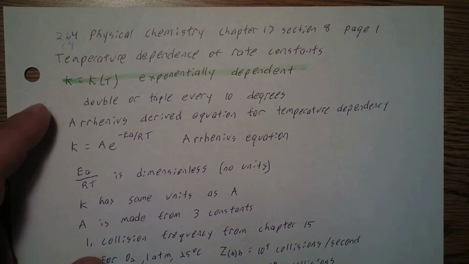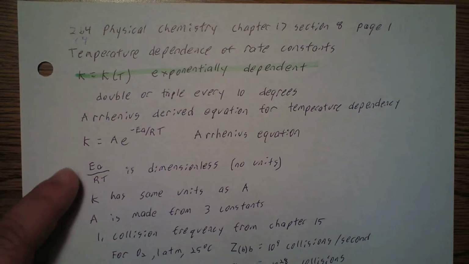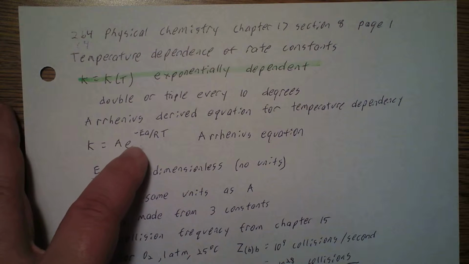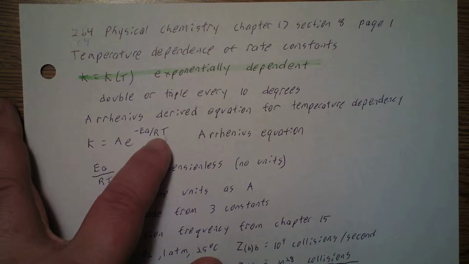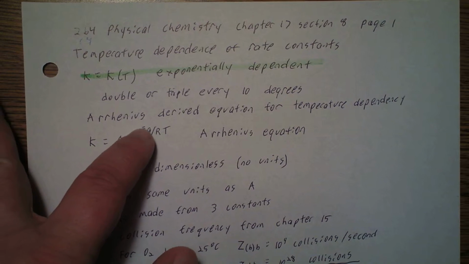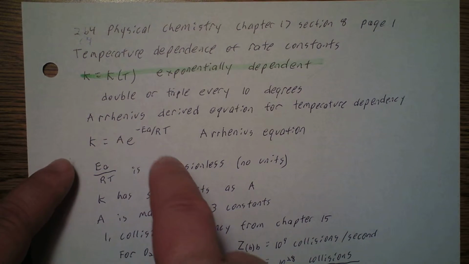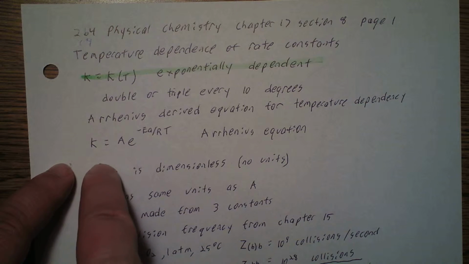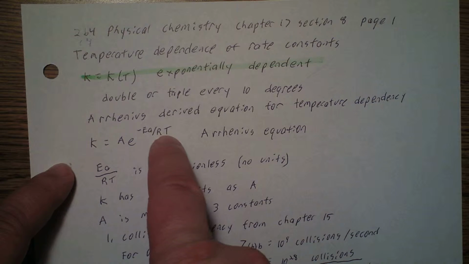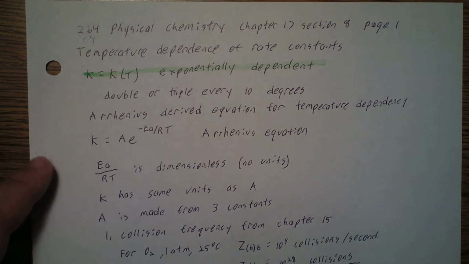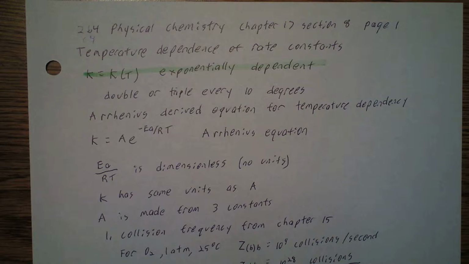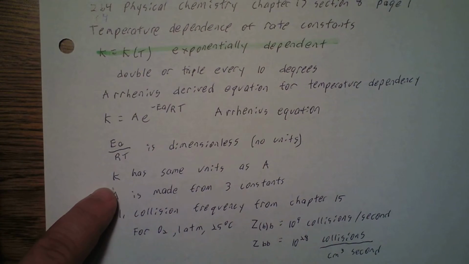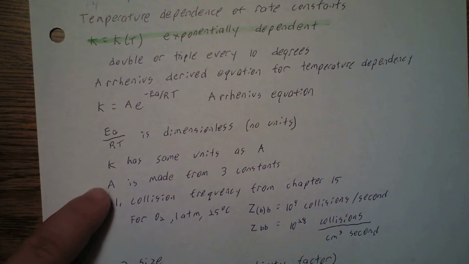So Arrhenius derived an equation for temperature dependency. This is the Arrhenius equation: k is equal to A times the natural number e to the minus Ea over RT, where Ea is the activation energy. Now this quantity, Ea divided by RT, has units of energy divided by energy, so the units cancel out. We say this is a dimensionless quantity, which is good because in an exponent you can't have any units in the power. That wouldn't make any sense. So k is going to have the same units as A, obviously.